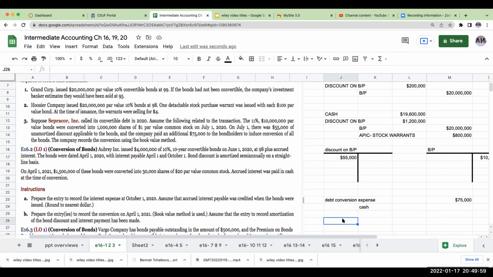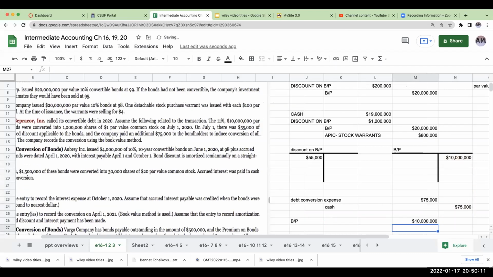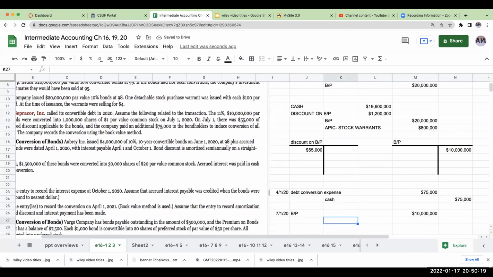Now, when I convert the bond, I would want to go through and figure out any type of accrued interest, but it really doesn't look like it's here. So over here, what I'm going to go ahead and do is debit bonds payable, and this is going to be on 7/1/20. And then I also have to get rid of that discount. So what I'm going to do is credit discount on bonds payable for 55,000.